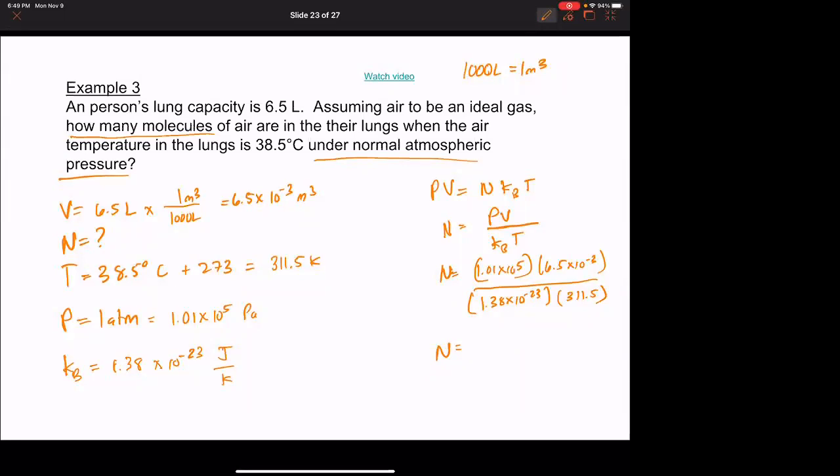I got 1.59 times 10 to the 23rd. Anybody else get that? Once you get the units right, it's not too crazy. It's just as long as you can put it in your calculator, you know, with the exponents, that can throw you off.